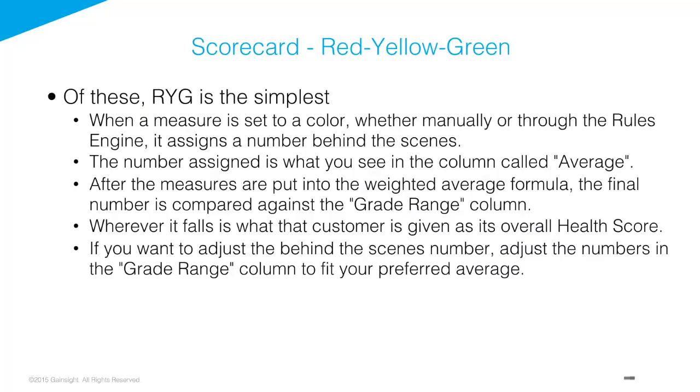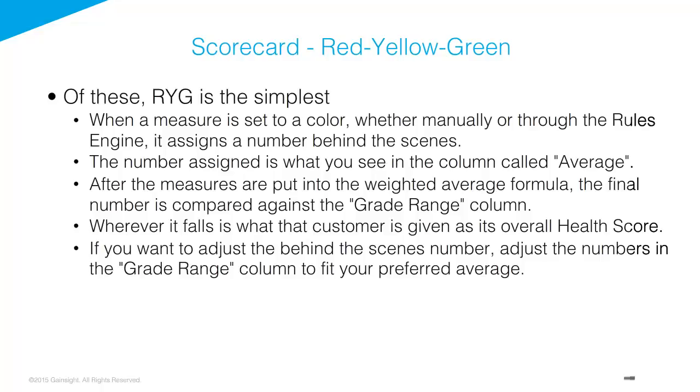A number. This number assigned is what you see in the column called average. After the measures are put into the weighted average formula, the final number is compared against the grade range column. Wherever it falls is what that customer is given as its overall health score. If you want to adjust the behind the scenes number, adjust the numbers in the grade range column to fit your preferred average. Now let's cover some of the highlights around configuration.